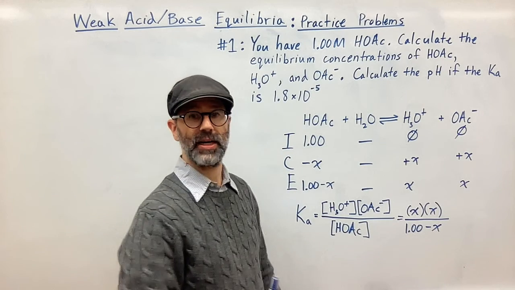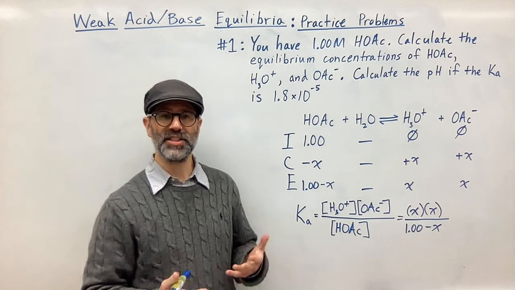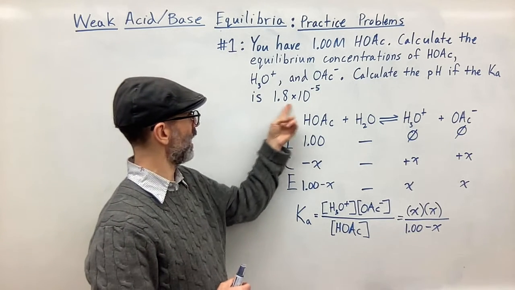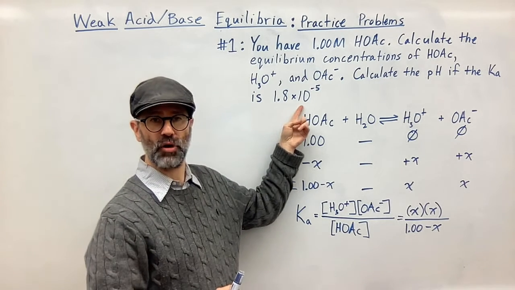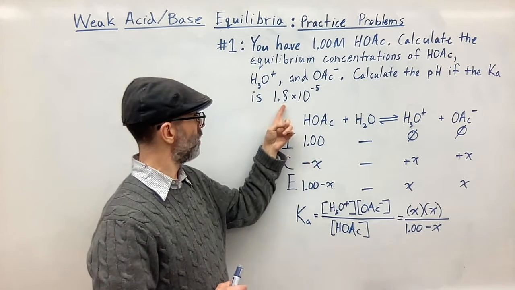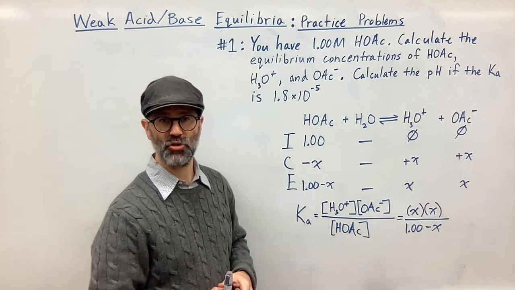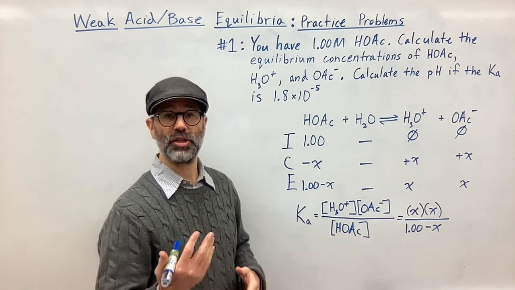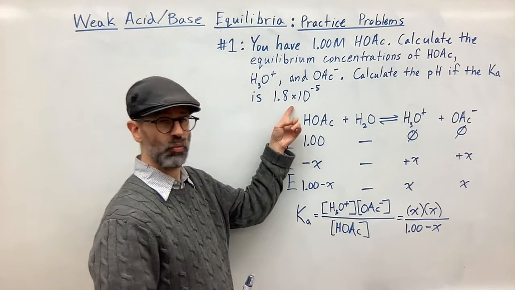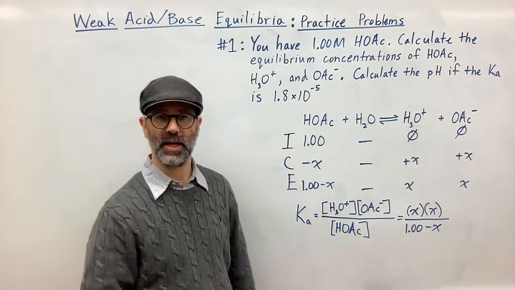At this point, we can use the x is small approximation. We can double check that here. If we look at the Ka, our equilibrium constant for this acid, and we compare that to the initial concentration, it is so much smaller than the original concentration that we can assume that x is going to be small. We'll have to use the 5% rule to check its validity, but this is more than a 1,000-fold difference between 1 and 1.8 times 10 to the negative 5.